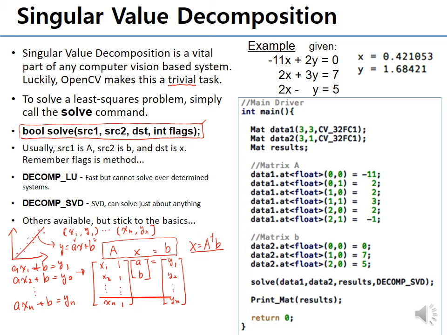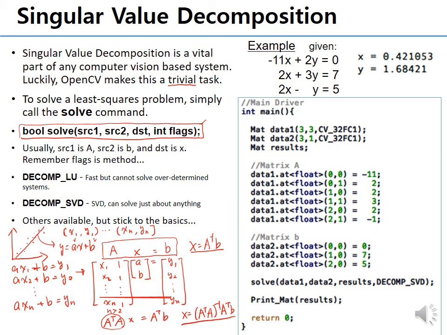But the problem is A is not a square matrix. It is an n by 2 matrix. So in order to solve this problem, you multiply A transpose on both sides. Then it becomes a square matrix. Then you can calculate the inverse. That is A transpose A inverse, A transpose b. So that is the least square method.